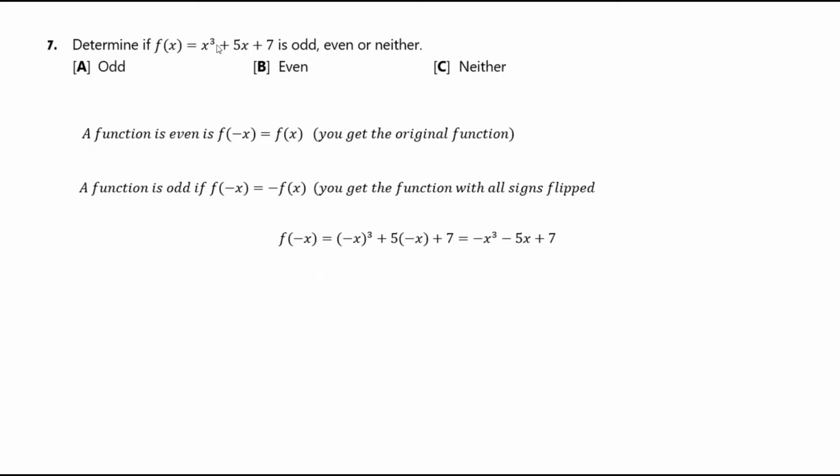So now I have, instead of x cubed, I have negative x cubed plus 5 times negative x plus 7. So negative x to the third power is negative, because anything to an odd power, if it's negative, becomes negative. Because if you had negative 1 cubed, that would be negative 1 times negative 1 times negative 1, and 3 negatives, when you multiply, give you a negative. So therefore, we get negative. 5 times negative x is negative 5x. So this is what we get.